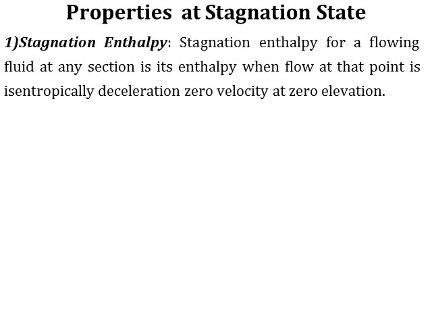Now, out of the two reference states, the stagnation state, being a local state, is widely used in compressible fluid flow. Now, let us see what are the different stagnation properties and how we can obtain a relationship for each of them. Starting with the stagnation enthalpy. Stagnation enthalpy is defined as the enthalpy at a particular point of the flow field when the flow is isentropically decelerated to zero velocity at zero elevation.